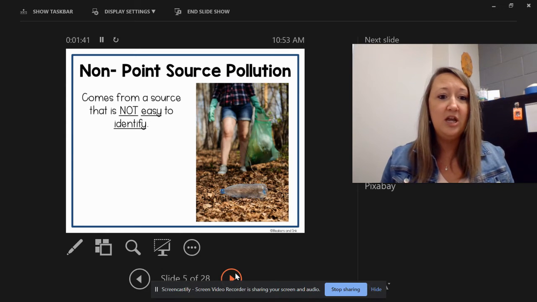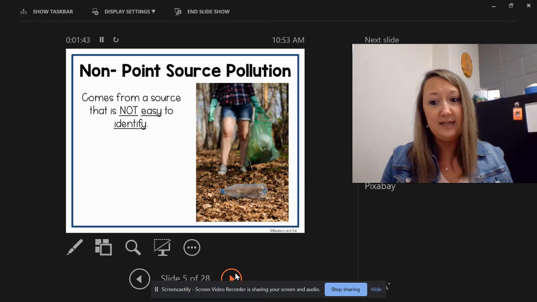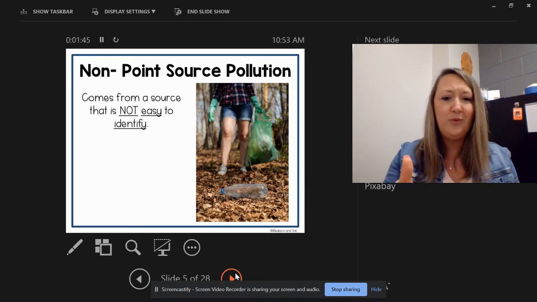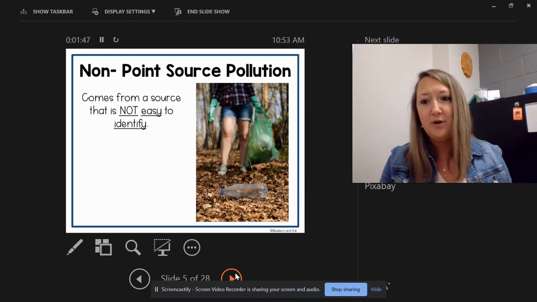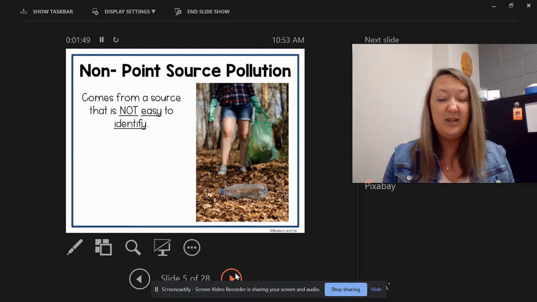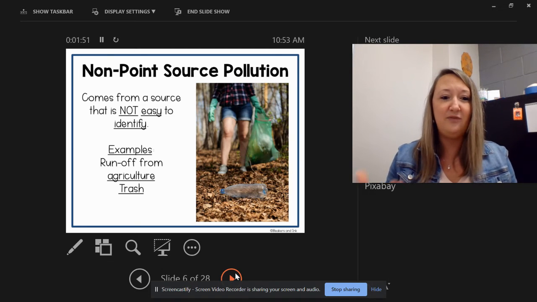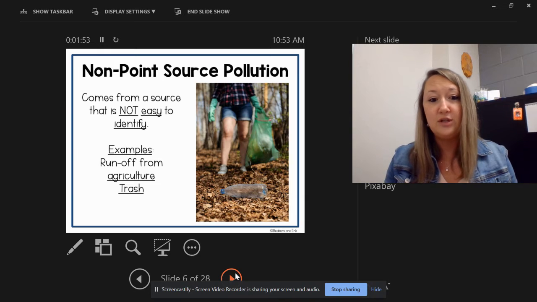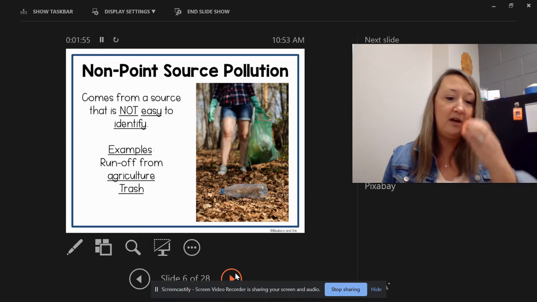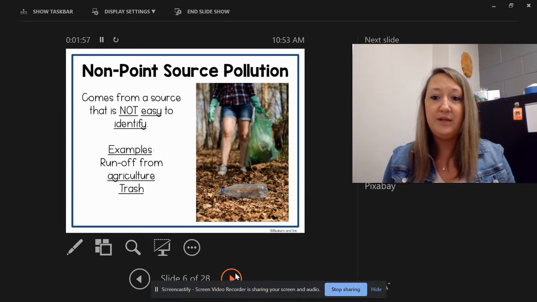Non-point source pollution comes from a source that's not always easy to identify. This is like when we pick up plastic bottles on the side of the road. Do we know who put it there? We don't know, right? We can't identify the source of the pollution. A lot of runoff from agriculture is an example of this.